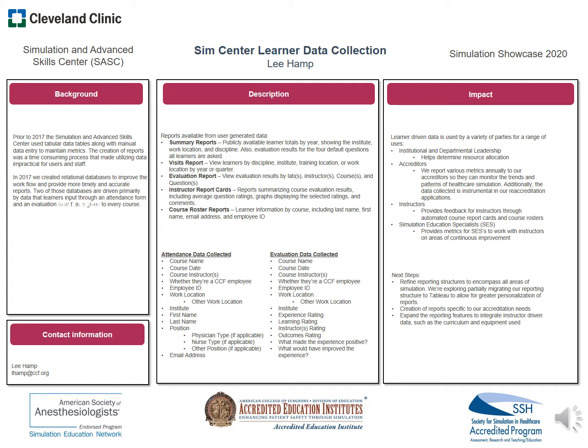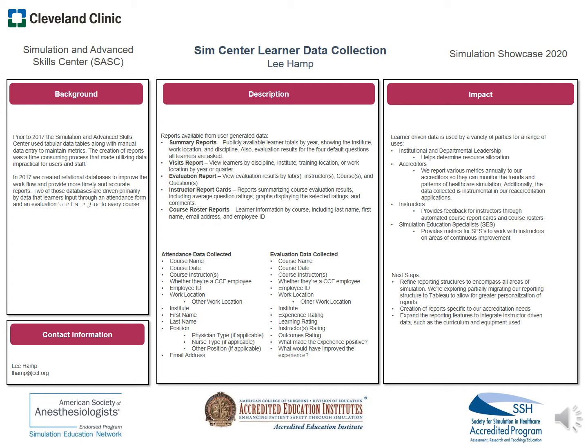The reports created were a summary report, which is publicly available learner totals by year, showing the institute, work location, and discipline. Also, evaluation results for the 4 default questions all learners were asked. Visits report. This is to view learners by discipline, institute, training location, or work location by year or quarter. Evaluation reports. These are views of the evaluation results by lab, instructor, course, and specific question or questions.